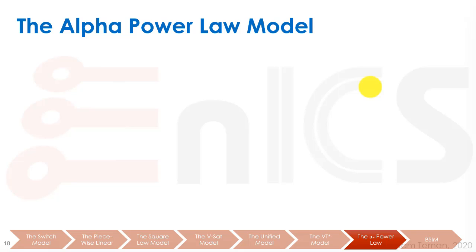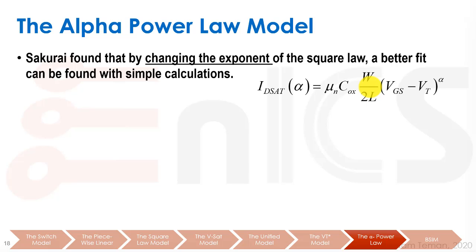However, if we want a more accurate model that is easy to use for a hand analysis, the popular model is called the alpha power law model. Quite a long time ago, Sakurai found that by changing the exponent of the square law, a better fit can be found with simple calculations.